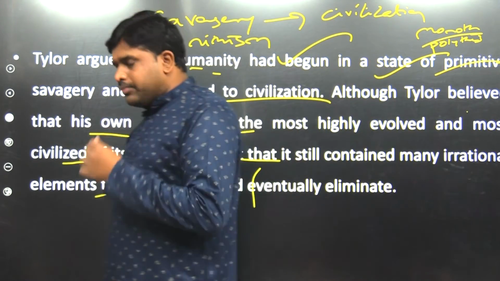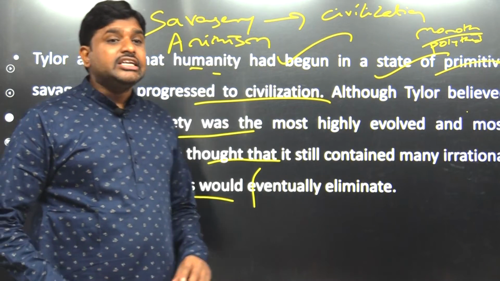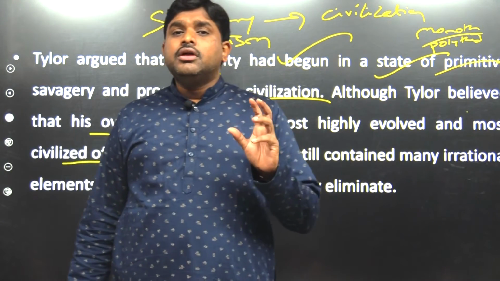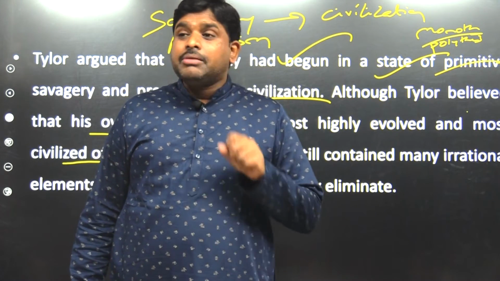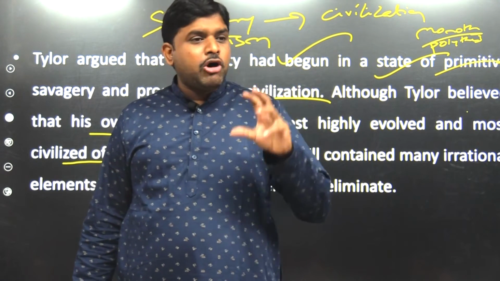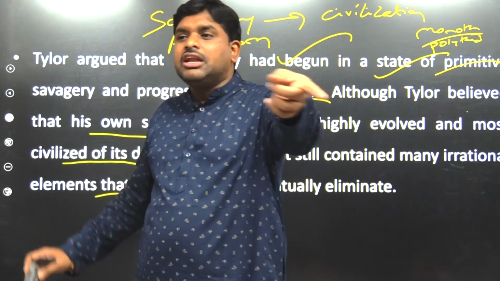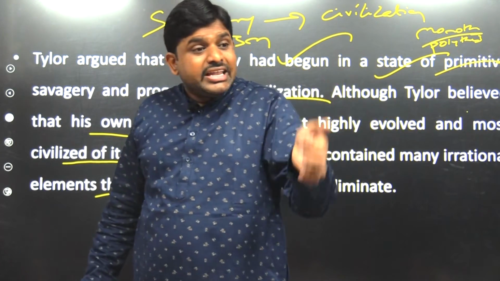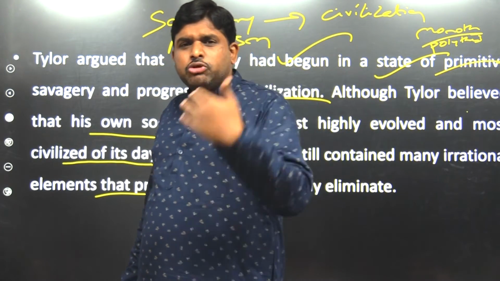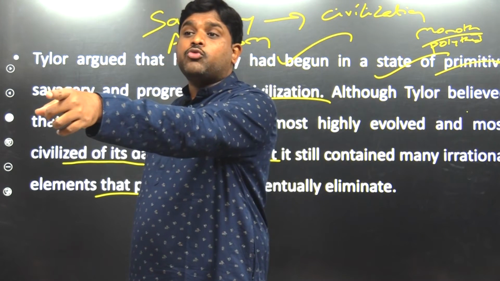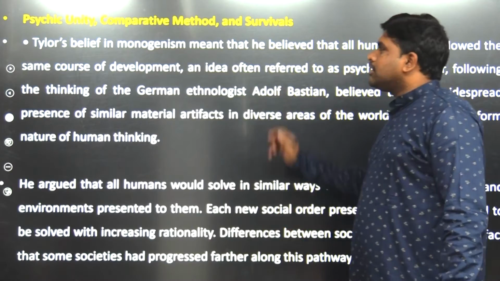For example, 3 years back, the DGP of one of the states was conducting some sorcery and witchcraft, and he was caught red-handed by the media. A DGP, the police boss of the state, might be in the highest position, but still follows irrational elements. So these people are telling that yes, we said savagery to barbarism to civilization, but these are not watertight compartments. In civilization also there are elements of psychic unity.